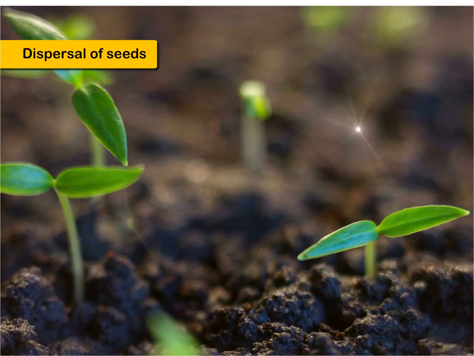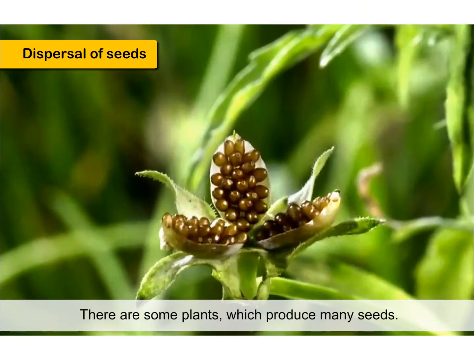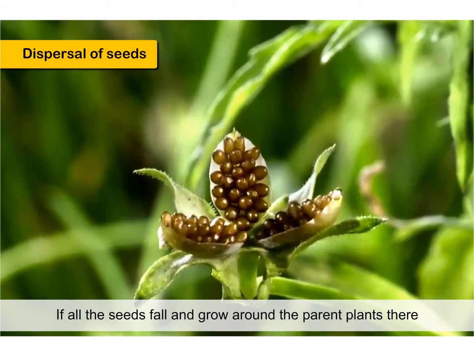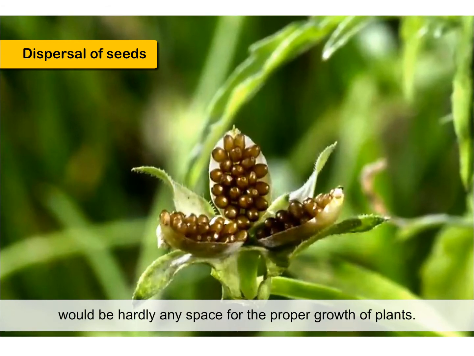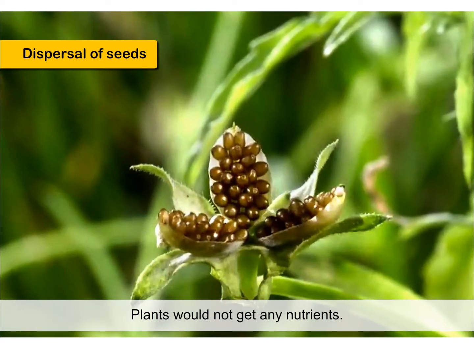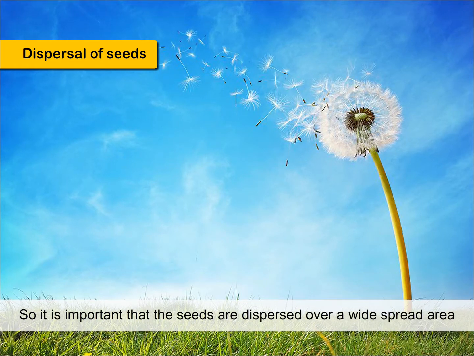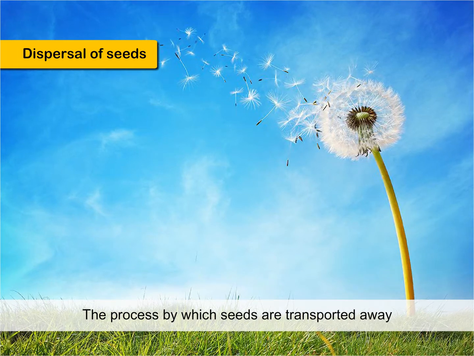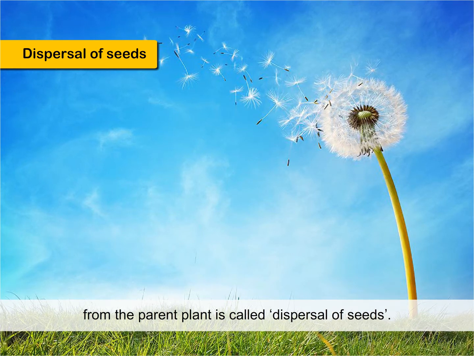Dispersal of seeds. You have learned that most plants reproduce by seeds. There are some plants which produce many seeds. If all the seeds fall and grow around the parent plants, there would be hardly any space for the proper growth of plants. Plants would not get any nutrients. So it is important that the seeds are dispersed over a widespread area where they get the right conditions to grow. The process by which seeds are transported away from the parent plant is called dispersal of seeds.